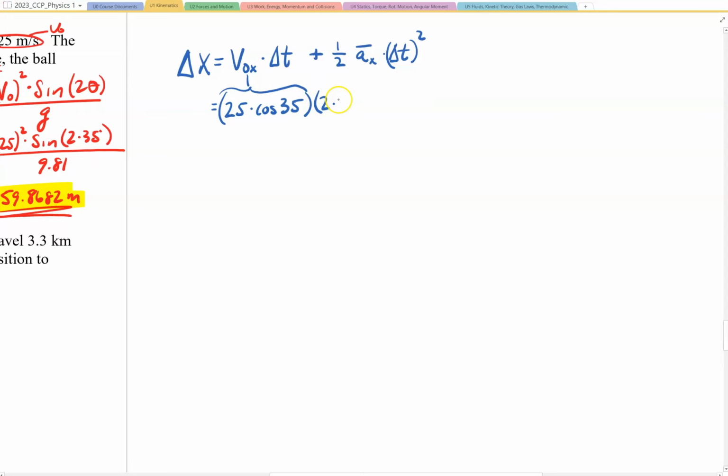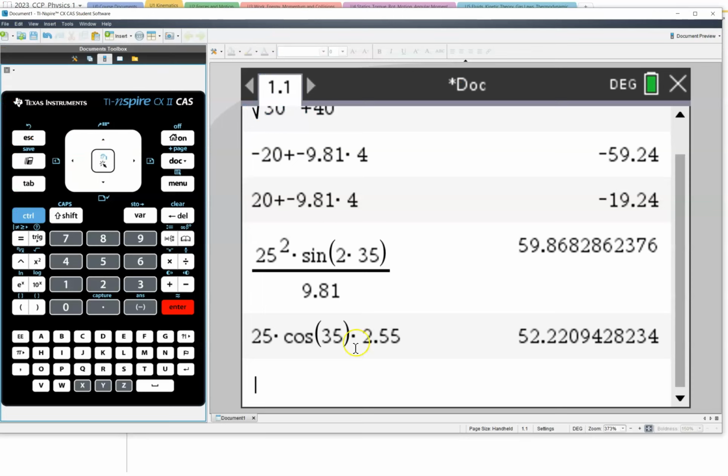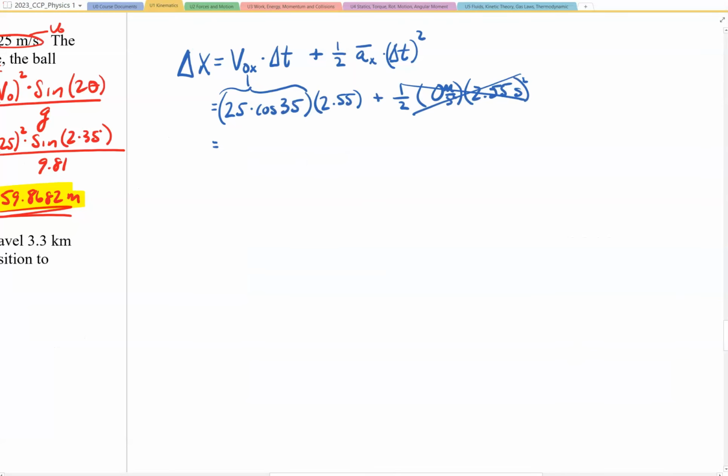We're going to let this velocity continue for 2.55 seconds, plus 1/2 of our horizontal acceleration, which, as soon as the object is released by the quarterback, ends up being 0. And again, for our time, the amount of time that passes, 2.55 seconds squared. The seconds squared from this unit and this unit would cancel, and we'd be left with meters as distance. But because there is no acceleration, that results to 0 anyway. And the result of 25 cosine 35 times 2.55 seconds is indeed 52.2209 meters.